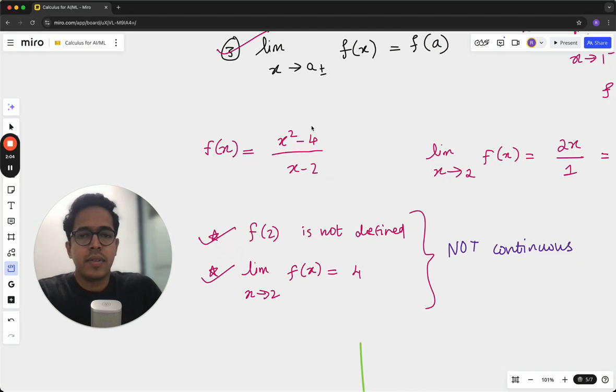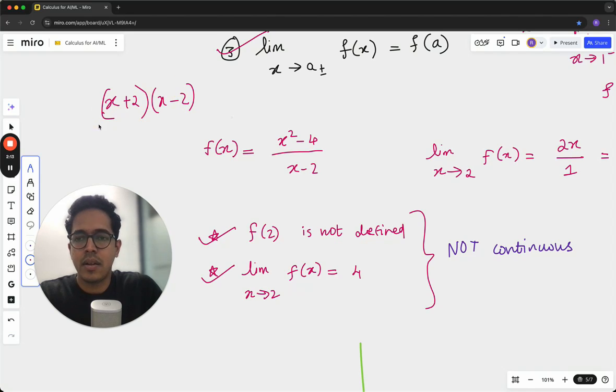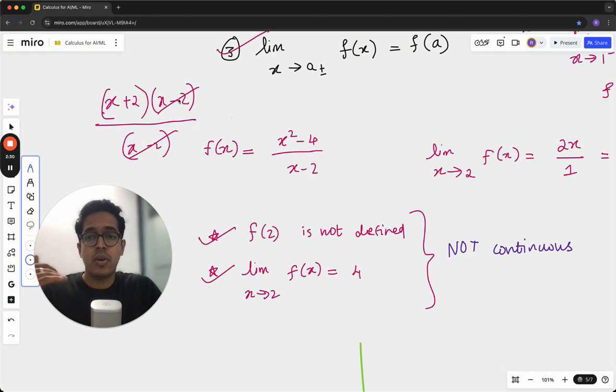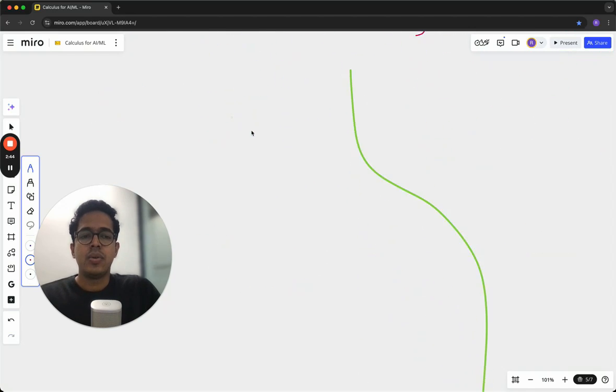Now you might be wondering if you can write this function as x plus 2 into x minus 2 as the numerator, divided by x minus 2 as the denominator, and cancel these two and say that f of x is actually x plus 2, which means it's defined all over. But this is not true, because to cancel the numerator and denominator like this, the denominator cannot be 0. You cannot cancel 0 and 0. So this cancellation works except for x equal to 2. That's the reason why the function is discontinuous, although you might be tempted to say that it looks continuous because you can simplify the function to x plus 2, right? So this is about continuity.